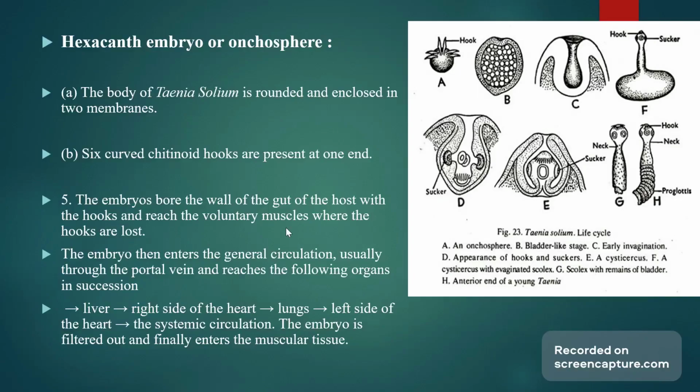The embryo then enters the general circulation, usually through the portal vein, and reaches the following organs in succession: from the liver to the right side of the heart, from the right side of the heart to the lungs, from there to the left side of the heart, and into the systemic circulation. The embryo is filtered out and finally enters the muscular tissue.